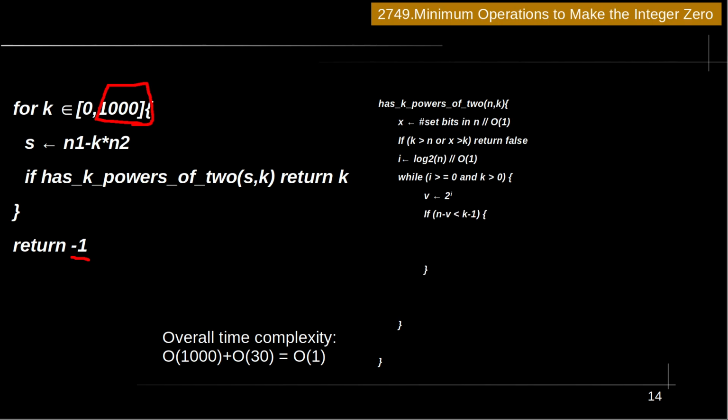And we check our formula. If n minus that power, 2 power i, is less than k minus 1, we go to the previous power and continue. Otherwise, we reduce k, we reduce n, and we continue until reaching k equal to 0 or i less than 0. Then we return true.